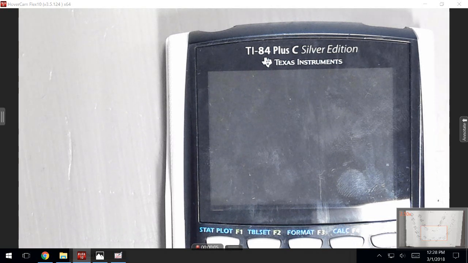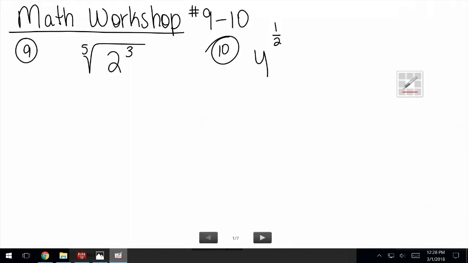All right, number 9. So, first of all, what's happening tomorrow? Workshop test. We got factoring going to be on there. We got radicals going to be on there. We got logarithms, natural logs, base e going to be on there. All that good stuff, right? Okay. All right, let's look at number 9.